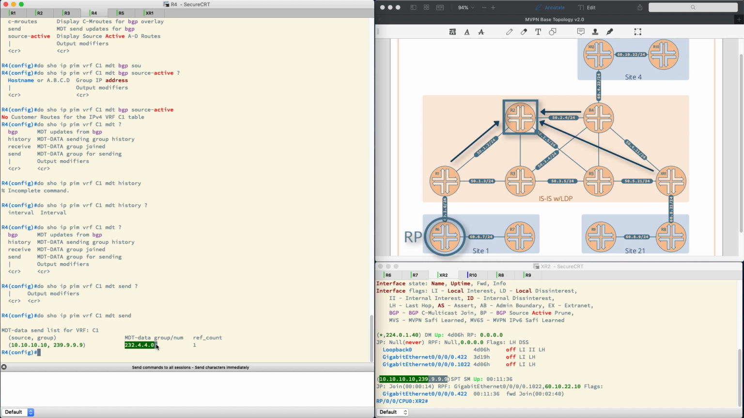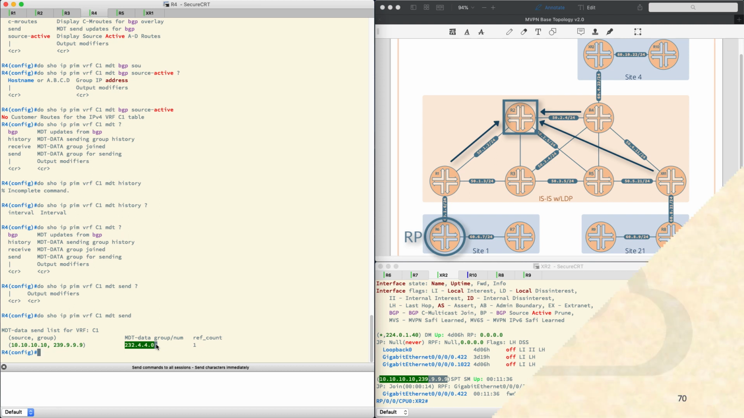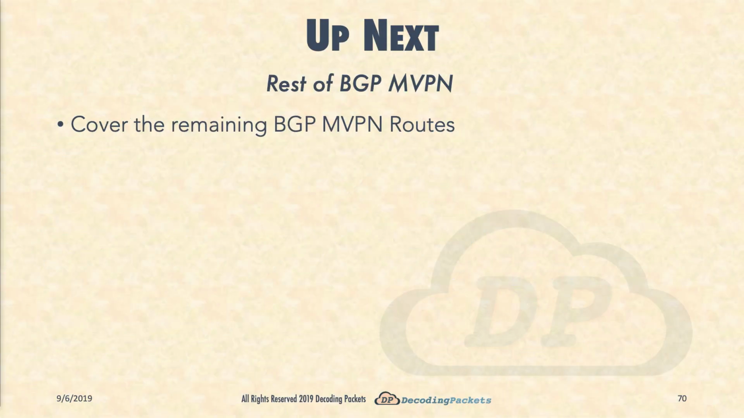That's about it for data MDTs and how we have basically made the transition to S-PMSI. This brings us to the end of this demo. Those were a majority of BGP MVPN routes needed for auto discovery.